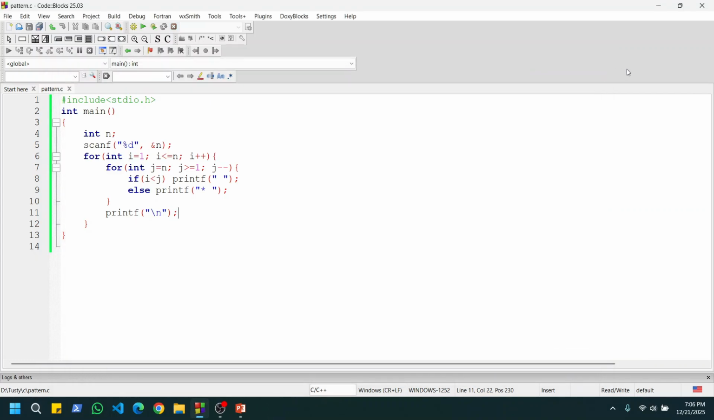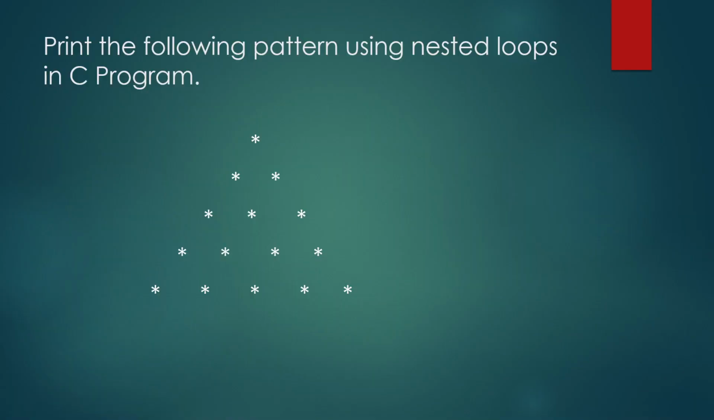If you really want to master C programming, practice pattern problems every day. They make your logic strong and your thinking sharp.